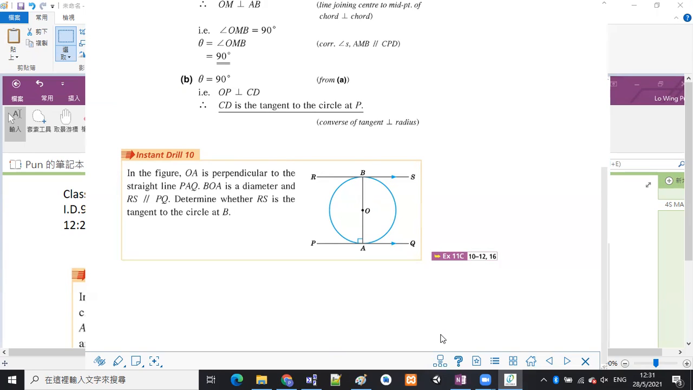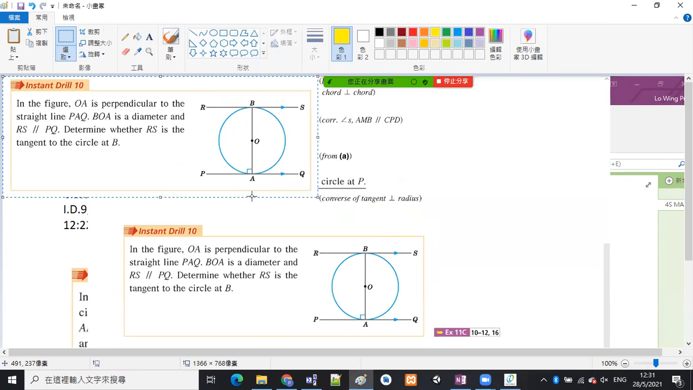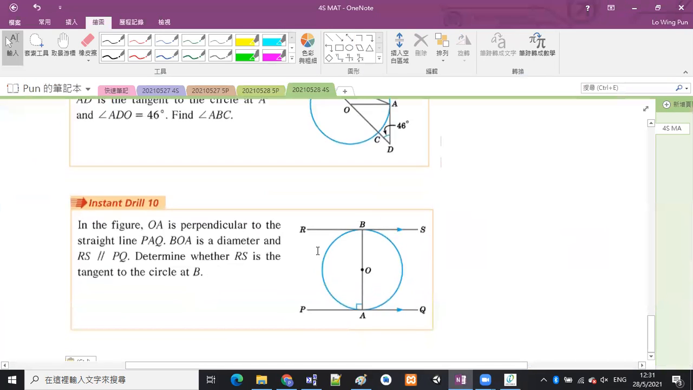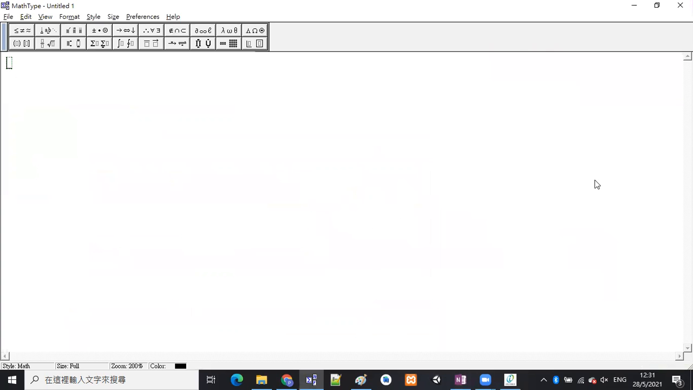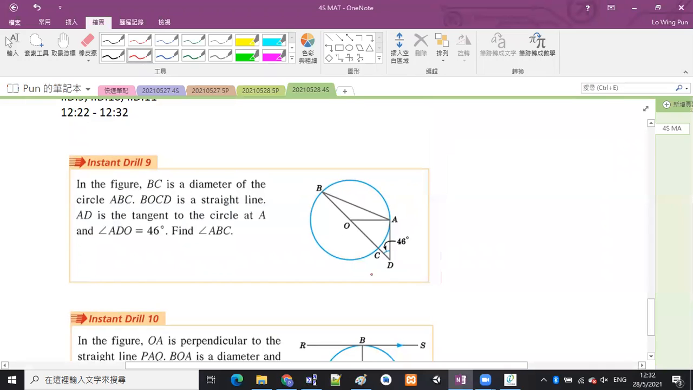Okay, let's check the answers. So ID number 9. BC is a diameter of a circle. BOCD is a straight line. AD is the tangent to the circle at A. AOD is 46 degrees. I want to find angle ABC. ABC is this one.